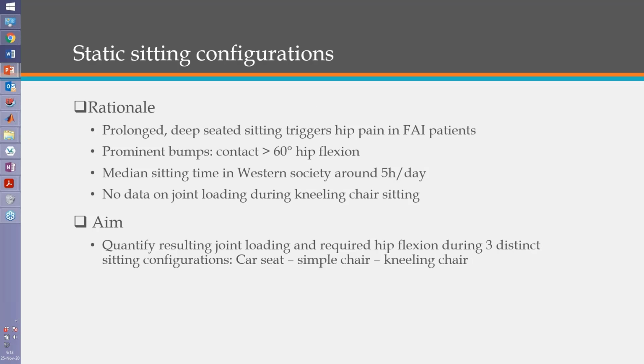For the static motions that we looked into, it was the sitting configuration that we wanted to find out, because we know that in hip joint pain, in FAI patients, prolonged sitting, deep sitting, can trigger these complaints. Prominent bumps or big bumps have been shown to result in an early conflict, even around 60 degrees of hip flexion in some cases. And we are a society that is mainly sedentary, so we sit a lot during the day. And for that specific reason, we looked into 3 common sitting configurations: the car seat, simple chair, and the kneeling chair.